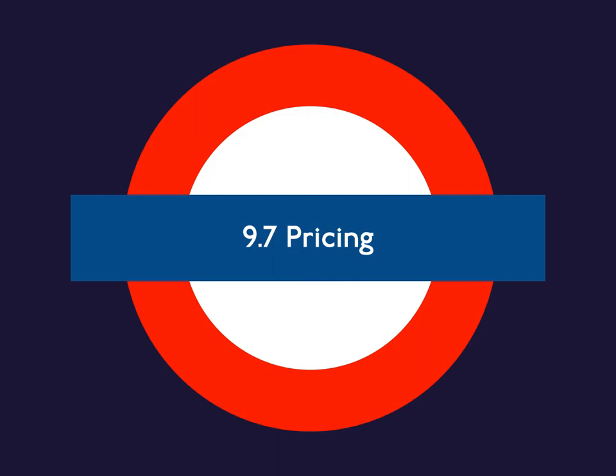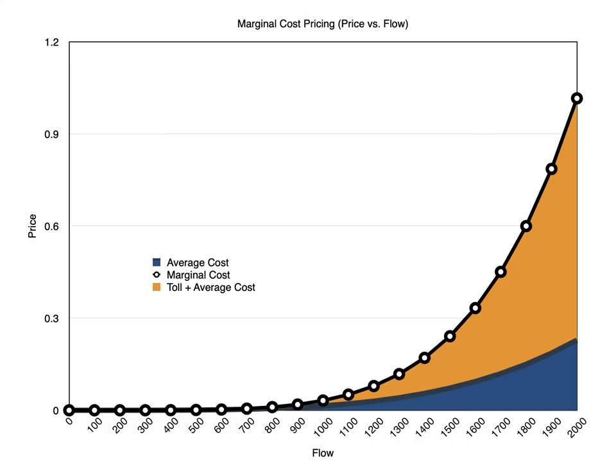9.7. Pricing. Pricing both raises revenue and allocates demand. Prices can vary spatially. Some routes are more expensive than others, or temporally, some times are more expensive than others. It turns out that temporal differences in prices are far more important because the price of anarchy is so low.